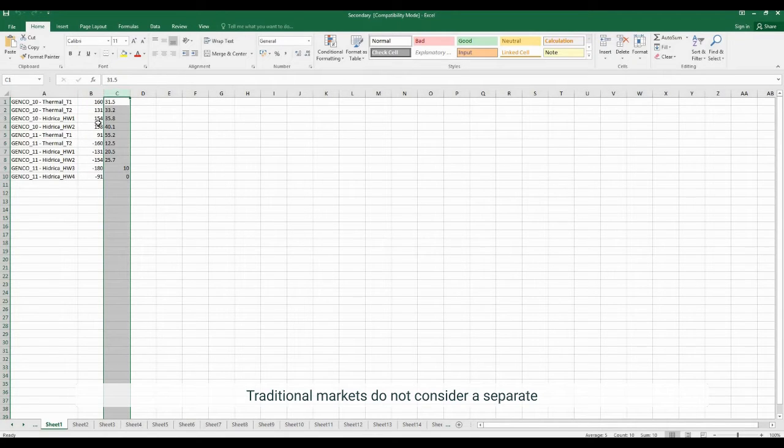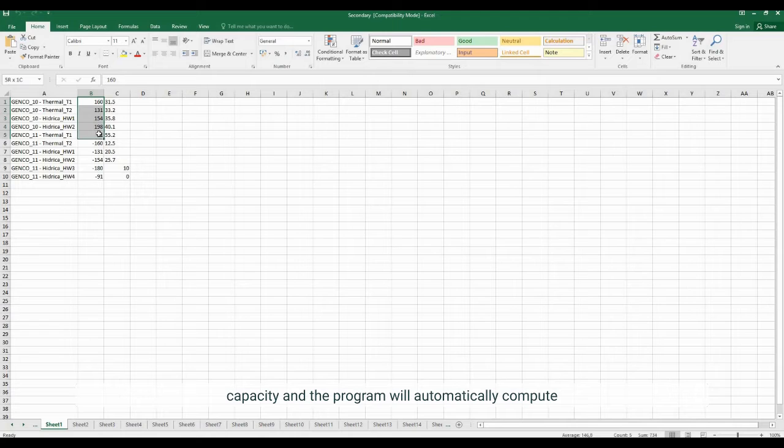Traditional markets do not consider a separate procurement between upward and downward capacity. Therefore, users may only put the upwards capacity, and the program will automatically compute the capacity band that they bid, being the price computed for the entire band.